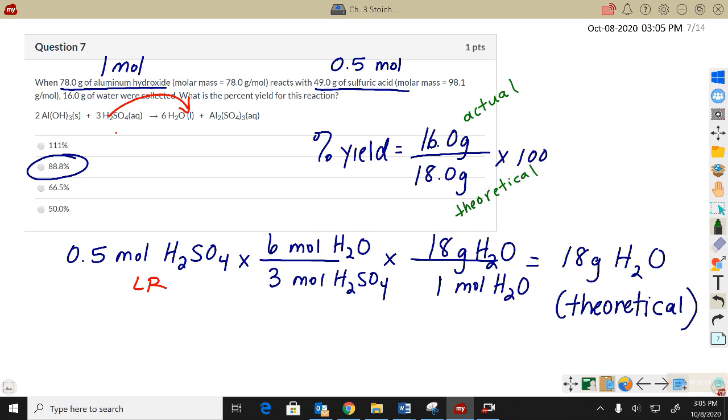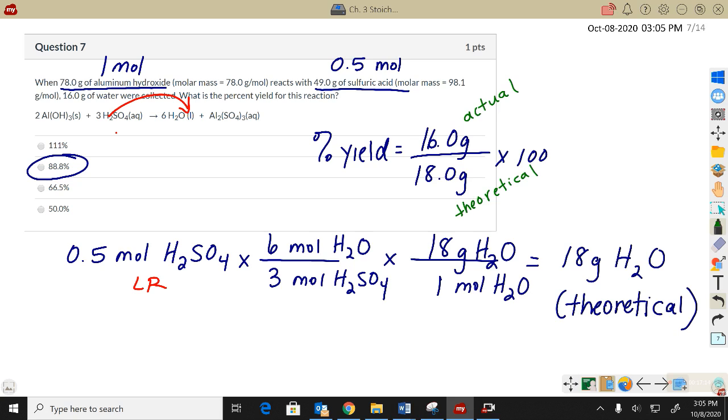The actual comes from lab data. How much was actually collected? If we're not running the lab, then they have to tell us the actual. That'll be the 16 grams that were collected. The theoretical is calculated using stoichiometry. If we were in the lab and we were running this reaction, everyone would calculate the same theoretical yield, but we would have different actual yields based on our lab data and any errors that may have occurred.